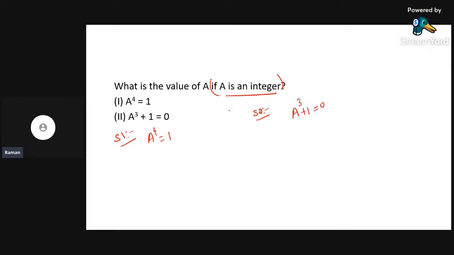The first statement says a to the power 4 is equal to a squared. Nikita says statement 1 alone. What about you, Pratmesh? Also going with statement 1 alone? Okay.